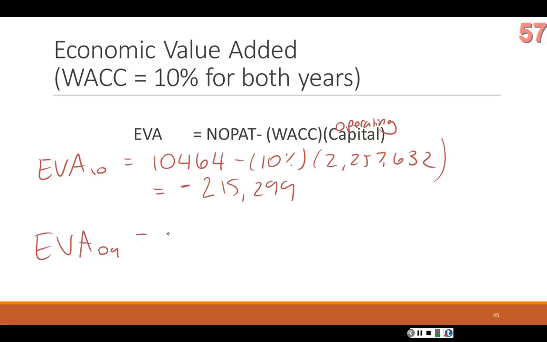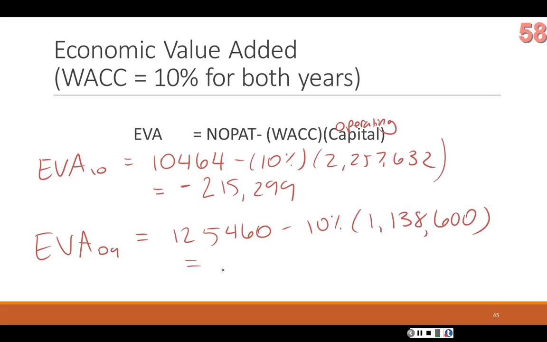We can do the same thing for 2009. We had net operating profit after tax of $125,460 minus our 10% cost of capital times operating capital of $1,138,600. And that gives you economic value added of $11,600. So managerial actions added $11,600 in value to the shareholders in 2009, but managerial actions cost shareholders $215,000 in 2010. So the negative free cash flow was not a good thing.